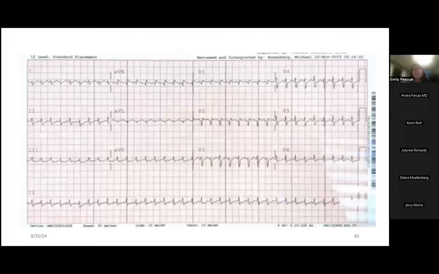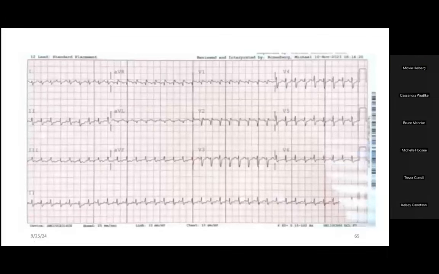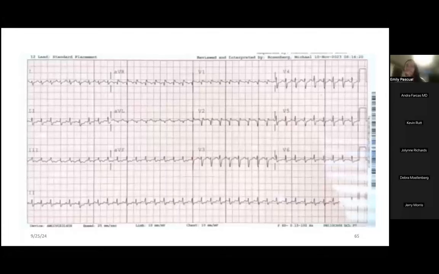What do we think this is? Feel free to type it in the chat, guys. I'm monitoring the chat. Yes, that's great. I was going to say I can't really see the chat. What rhythm do you guys think this is? Is it sinus? Is it ventricular? I have an SVT.